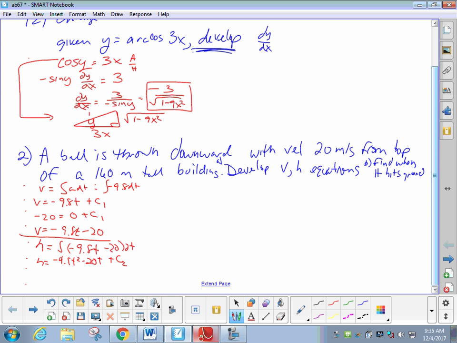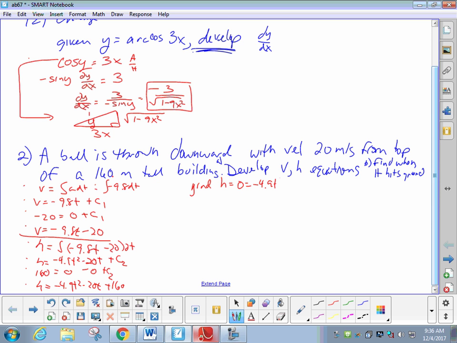Show the initial being used. At time 0, the height was 160. So 160 equals 0 minus 0 plus c2. That means that the height is negative 4.9 t squared minus 20t plus 160. Do you have 1, 2, 3, 4, 5, 6, 7, 8 steps shown? Excellent. Then, finding when it hits the ground. The ground implies that height is 0.